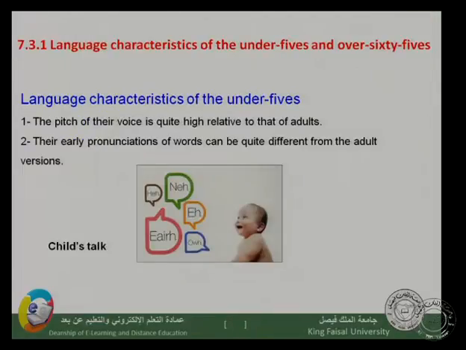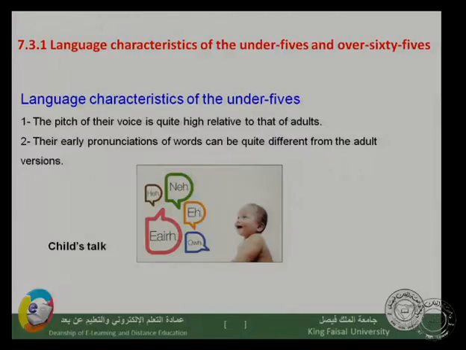So, language characteristics of the under 5s and over 65 people. Language characteristics of the under 5. What are the basic characteristics of the language that we use when we communicate with children who are under the age of 5? Now, one of the basic characteristics of this language is the pitch of their voice, which is usually quiet and high relative to that of adults.